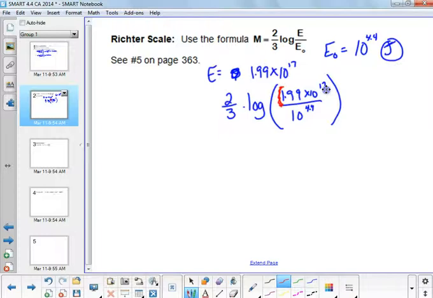2/3 times the logarithm of 1.99 times 10 to the 17th divided by 10 to the 4.4, and I get a magnitude of 8.6. It just says compute to 1 decimal place, so that's what we want. The magnitude of this earthquake is 8.6.